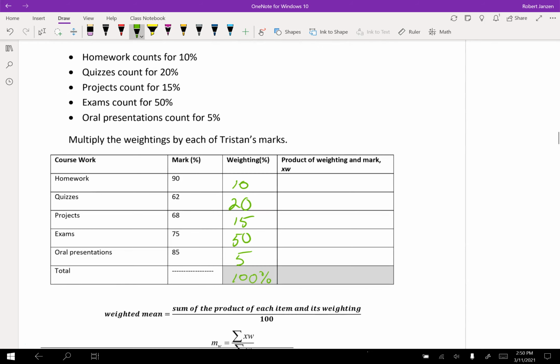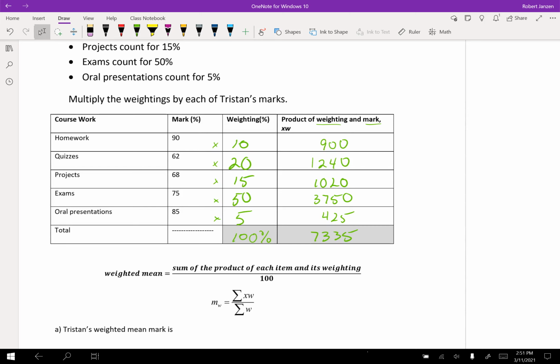All right, so now let's look at this product of weighting and the mark. So what we're going to do is multiply each of these. Okay, so this would give you 900. This would give you 1,240. This would give you 1,020. Okay, we're just multiplying across here. All right, and this would give you 425. And so you end up with 7,335. That's the weighting times what the mark is.